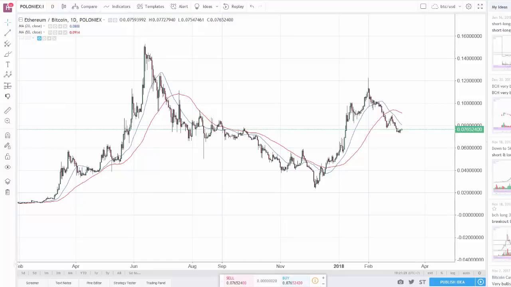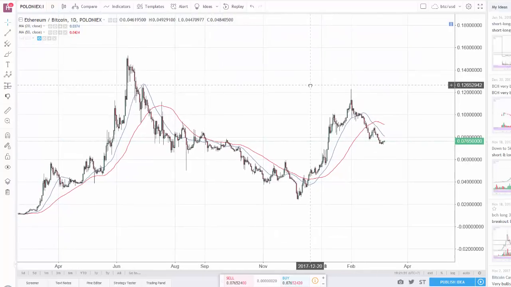Hey guys, welcome back. Today I'm going to be doing my second video for my series of Trade Like a Pro. In this tutorial, I'm going to be teaching you one very powerful trading pattern combined with another very powerful trading strategy. For this example, I'm going to be using the chart for Ethereum versus Bitcoin, and these are the one-day candles.